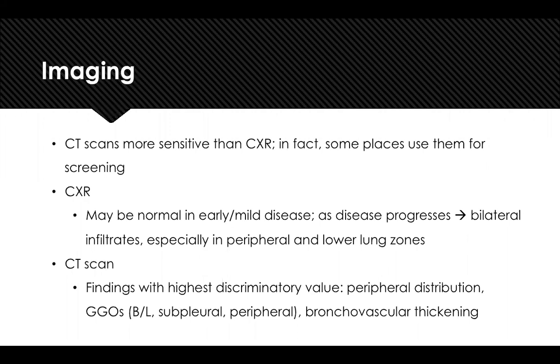The ones that have the highest discriminatory value, the ones that happen with most COVID-19 patients and have been shown by a lot of meta-analyses to have the highest discriminatory value, are ground glass opacifications, or GGOs. These tend to be bilateral, subpleural, as in they're under the pleura, which is a membrane that covers the lungs, and they're peripheral. There's also bronchovascular thickening within these lesions, and there's peripheral distribution.